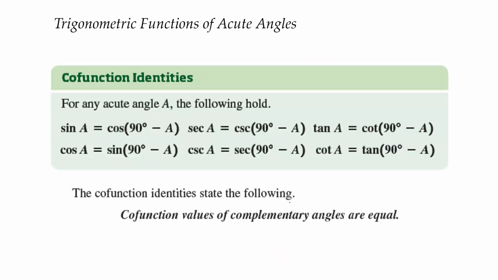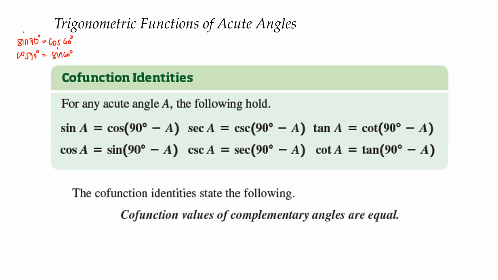So to sum up, we call them co-function identities. For any acute angle A, the following holds true: sine A is equal to cosine of 90 minus A. Likewise, cosine A equals sine of 90 minus A. So say for example, we have established that sine 30 degrees is equal to cosine 60 degrees. If we say cosine 30 degrees, that is also equal to sine 60 degrees.